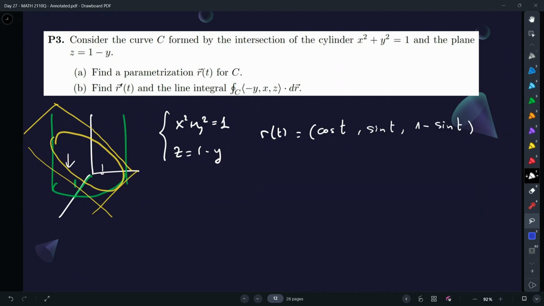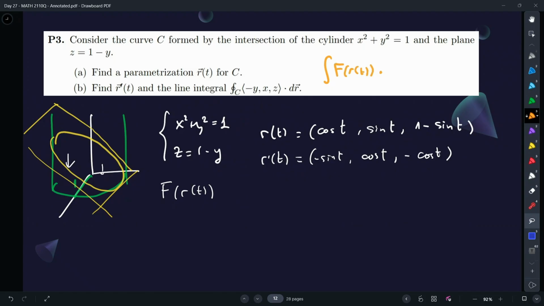Now I have to find the derivative, which is the tangent vectors. Those are minus sine t, cosine t, and then just minus cosine t. That will be the tangent vector. I have to figure out also what is f evaluated at r(t), because remember that the integral that I want eventually is f of r(t) dot product with r prime of t dt.